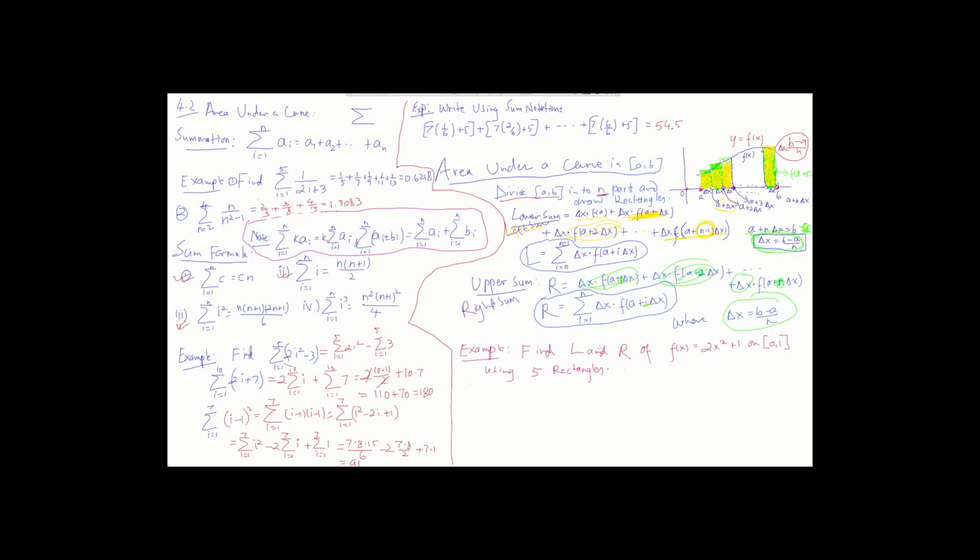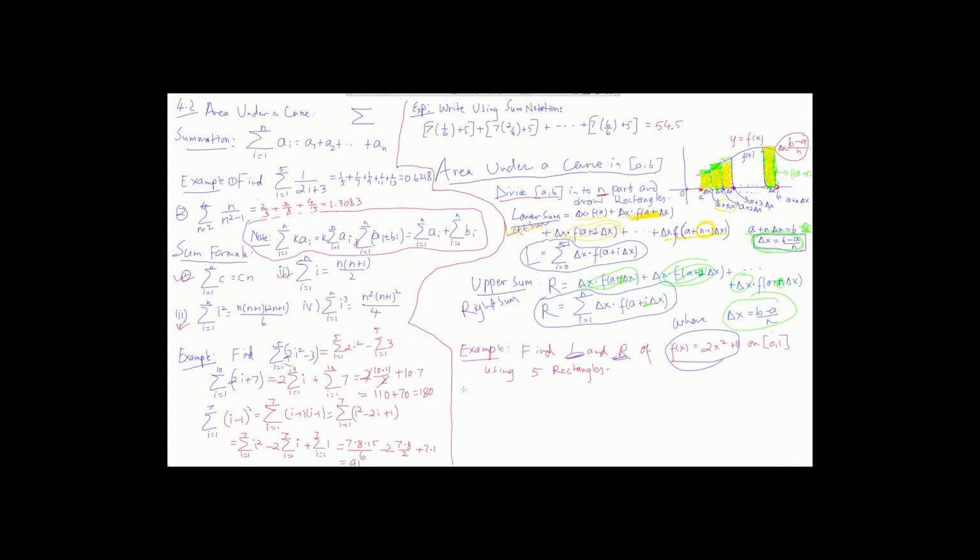Now, you want to find out the left sum and the right sum of this function. f(x) is 2x squared plus 1, on the interval 0 to 1 using 5 rectangles. You want to make 5 rectangles, and we will use this value as the left sum and the right sum, or the lower sum and upper sum. So how do I do that?